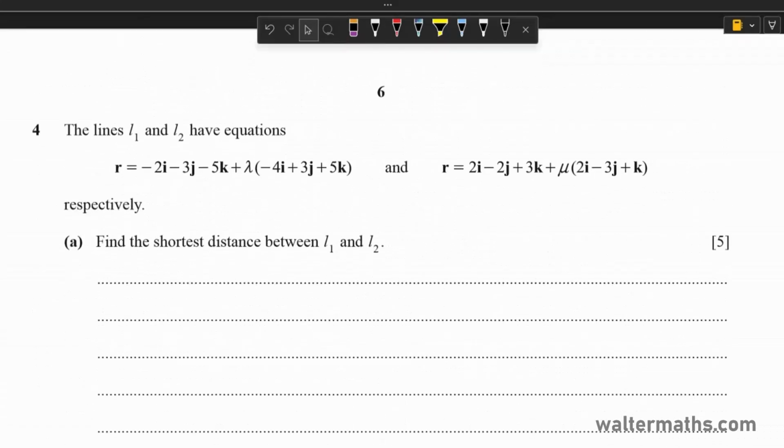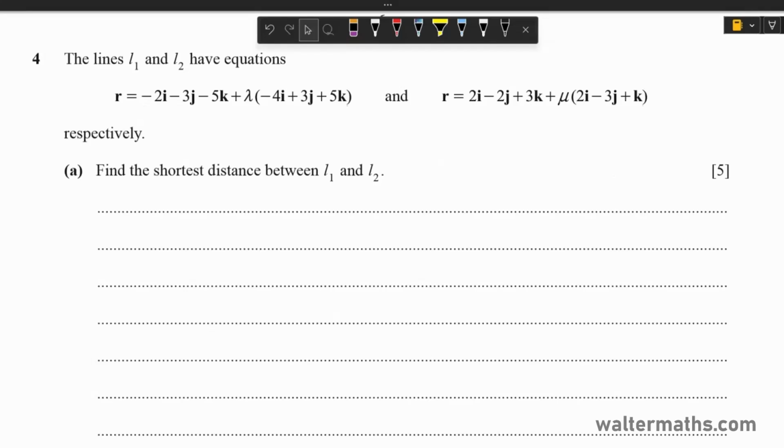Let's move on to number 4. On number 4, they say lines L1 and L2 have equations r is equal to minus 2i minus 3j minus 5k plus lambda times minus 4i plus 3j plus 5k, and r is equal to 2i minus 2j plus 3k plus mu times 2i minus 3j plus k respectively. On part A, find the shortest distance between L1 and L2.